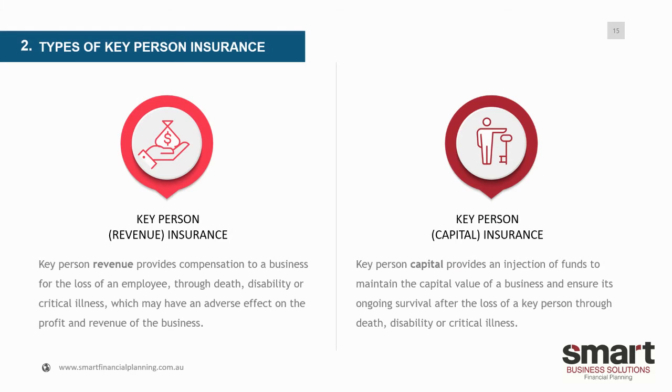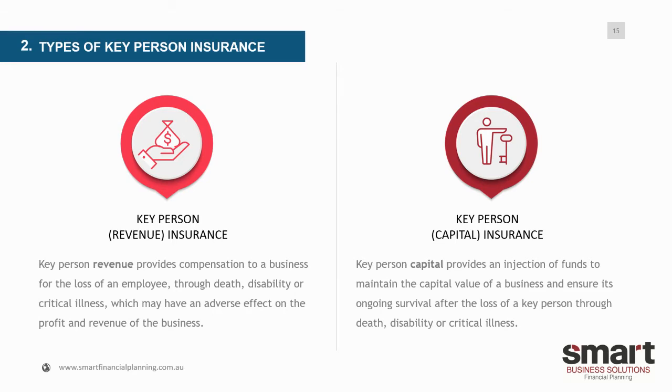As I said, we've got key person revenue insurance or capital. What we mean by revenue is that key person revenue insurance provides compensation to the business for the loss of an employee through death, disability or critical illness, which may have an adverse effect on the profit or revenue of the business. Whereas key person capital is providing a cash injection. So if you have loans within the business, key person capital is critical.